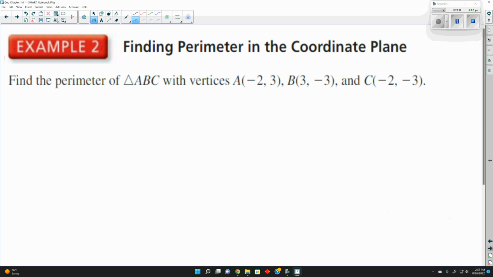Now we're going to look at our first one here. Find the perimeter of triangle ABC with vertices (-2, 3), (3, -3), and (-2, -3).